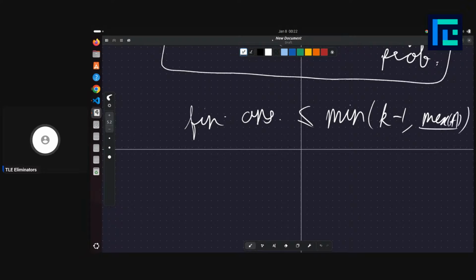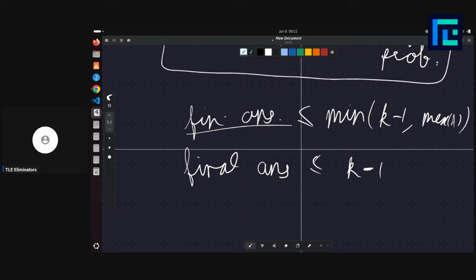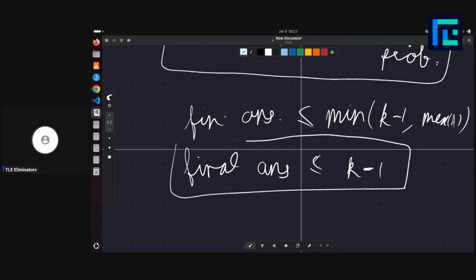Whatever is the max of a and k minus 1, the final answer would definitely be less than or equal to that. Or I can say that the final answer is less than or equal to k minus 1, right? Because if max of a is greater than k minus 1, then this min would give k minus 1. And if it is smaller, then it is smaller than that, right? So I can say the final answer is less than or equal to k minus 1.